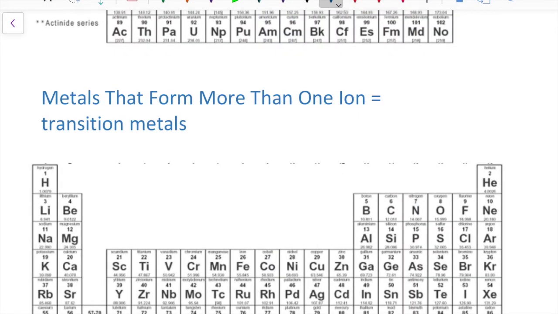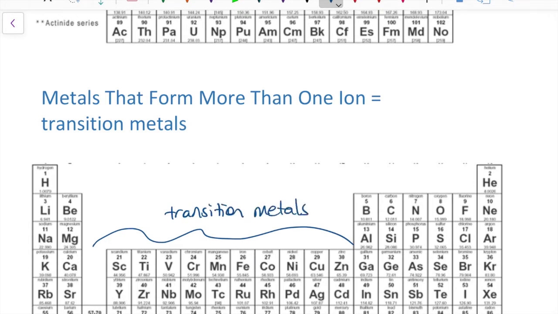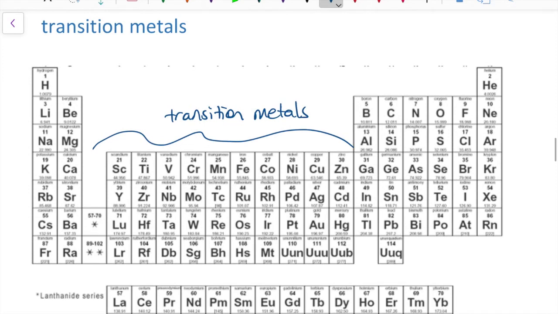Wondering, what about these guys here? You've conveniently skipped over them. Yes, I did. These are, as you already know, the transition metals. Now, the transition metals have varying valencies and form varying charges. So we're going to learn the most common ones. And we're going to start with silver. And silver has a charge of +1.